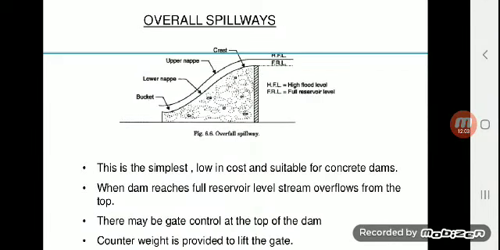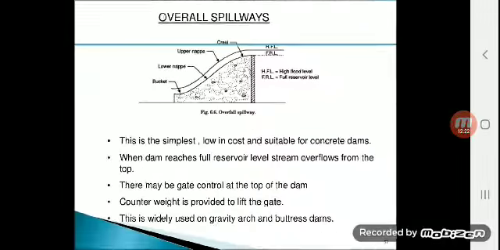It is the simplest, low in cost, and suitable for concrete dams. It is low cost because we are just providing a passage there, and there may be gate control at the top of the dam, because we can control whether water should slide over it or not, and a counterweight is provided to lift the gate.